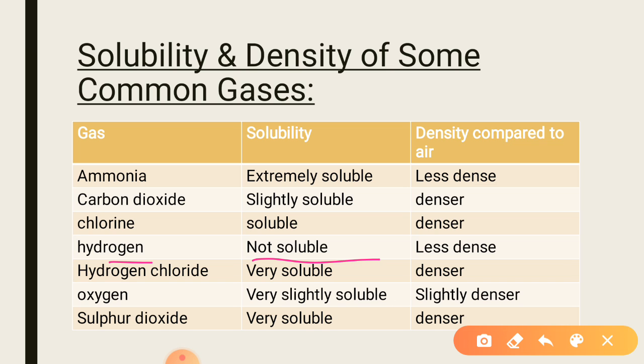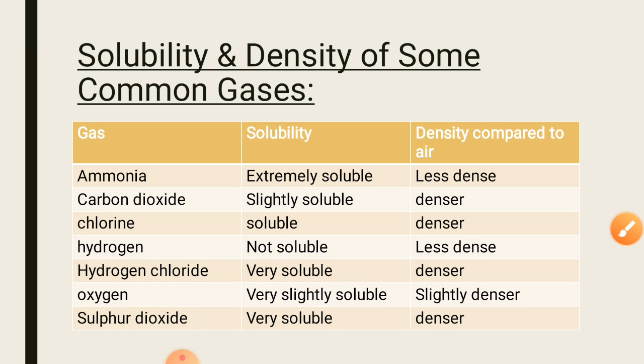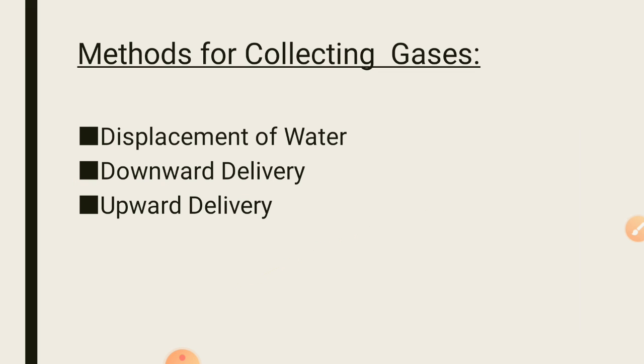Hydrogen is not soluble and less dense. Hydrogen chloride is very soluble and denser. Oxygen is very slightly soluble and slightly denser. Sulfur dioxide is very soluble and dense. So here you can see that there is a lot of variety. Some are soluble and less dense, while a few are soluble but their density is less. So how would you separate or collect that gas?